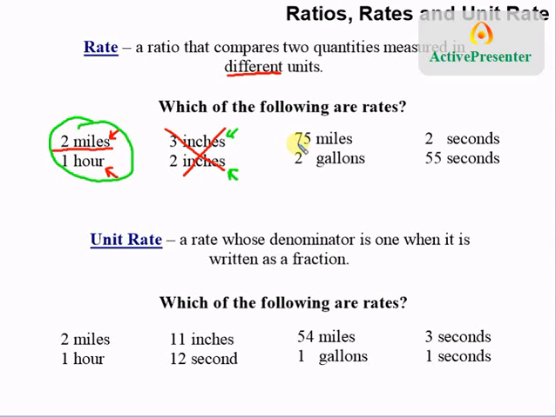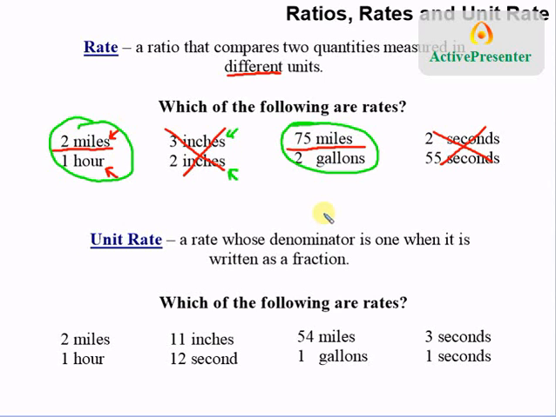Well, let's move on to the next one. So this time we have 75 miles to 2 gallons. Are those 2 different quantities measured in 2 different units? Well, miles is one quantity and gallons is a different quantity. So yes, this is indeed a rate. Lastly, 2 seconds over 55 seconds. Is that a rate? Well, we have seconds, but wait, this is also seconds, so this is 2 of the same units. This one is not a rate.